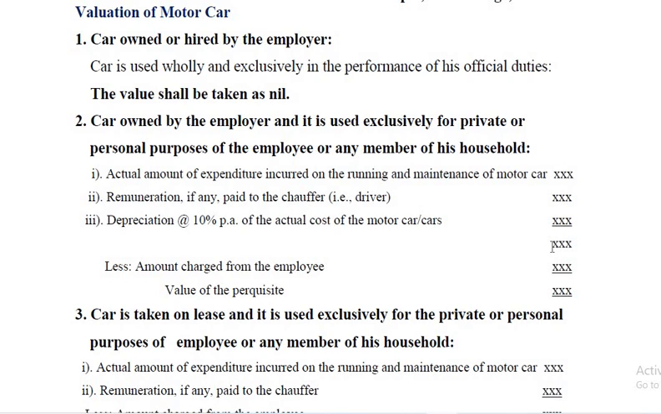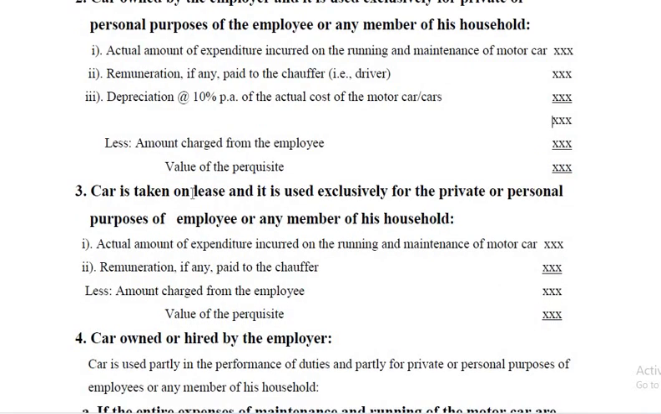But if any amount is collected from the employee towards this, then that should be deducted and the remaining amount will be considered as value of perquisite. So if the car is owned by the employer and if it is exclusively used for private or personal purpose of the employee or any member of his household, the valuation of perquisite goes like this. First, running and maintenance expenses, remuneration paid to driver if any, and then depreciation at 10% per annum on the actual cost of the motor car. So if you add up, you will get the actual value of perquisite. But if any amount is collected or charged from the employee, then the net value of perquisite you will get. So that is the taxable value.